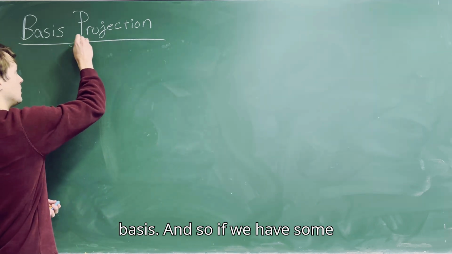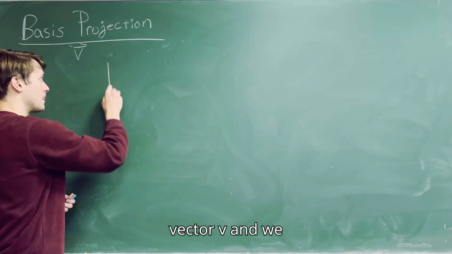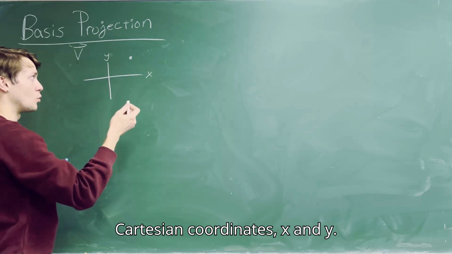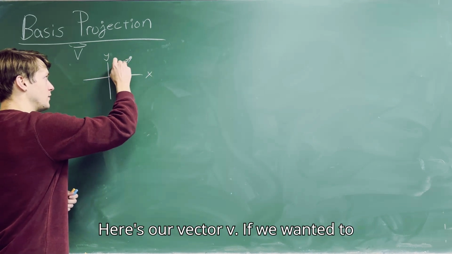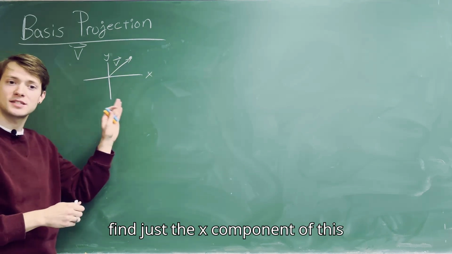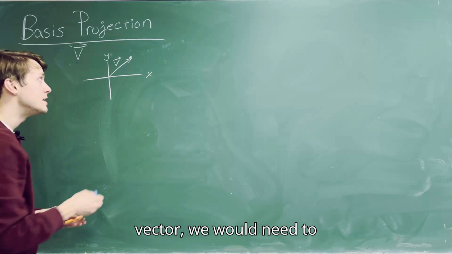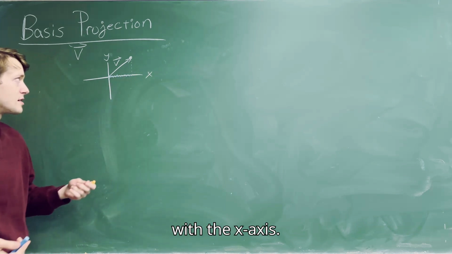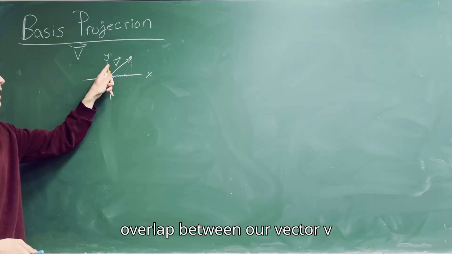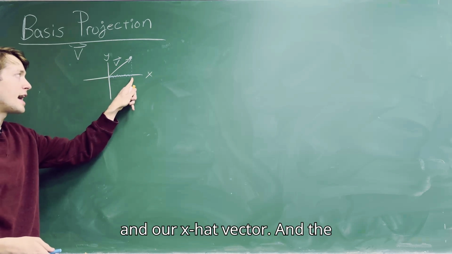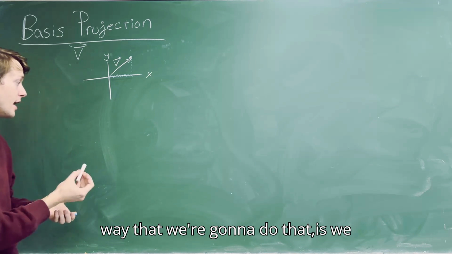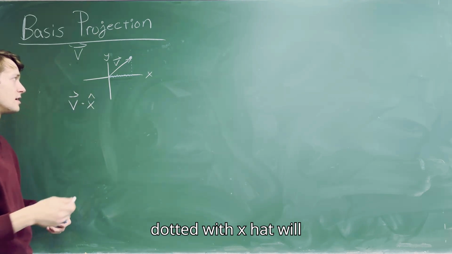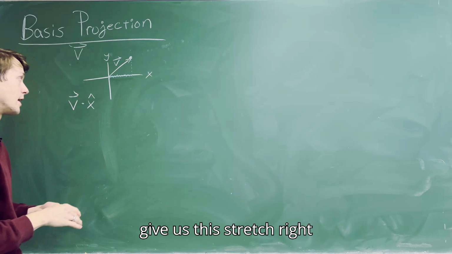And so if we have some vector v and we plot it on our Cartesian coordinates, x and y, here's our vector v. If we wanted to find just the x component of this vector, we would need to take the projection with the x-axis. Or in other words, we need to find the overlap between our vector v and our x hat vector. And the way that we're going to do that is we take the dot product. V dotted with x hat will give us this stretch right here.